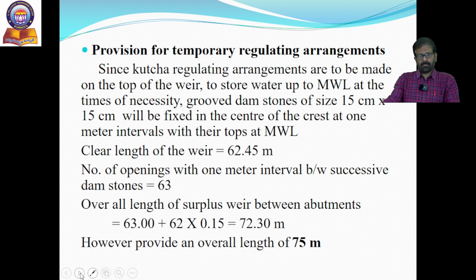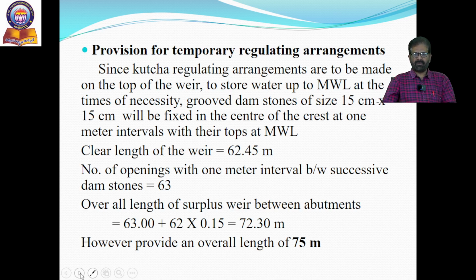However, in the present case, it is given that temporary regulation arrangements are also required. For which certain special arrangements are to be made, and accordingly the length of the weir wall has to be increased. So how to determine the overall length of the weir wall for the present case? Here you see, since the Kacha regulating arrangements, that is temporary regulating arrangements, are to be made on the top of the weir to store water up to maximum water level at times of necessity. So this is the necessary condition or requirement.